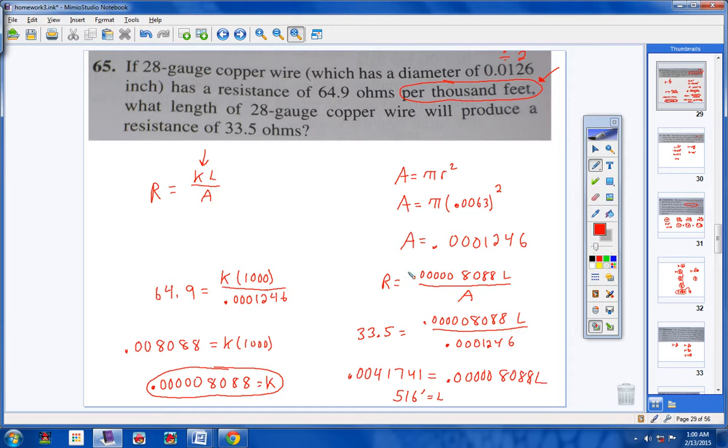So I rewrote my model right here. Here's my model. Here's my R, here's my A, here's my L. However, for K, I put this number here because that's what K equals.